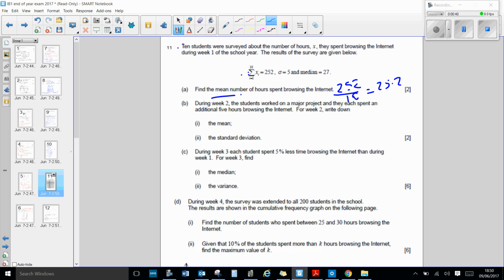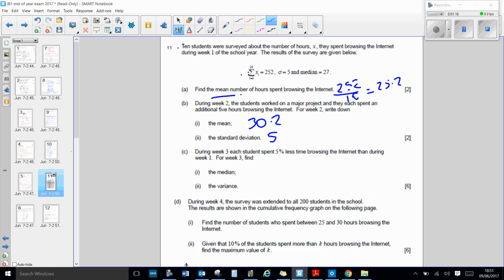During week 2, the students went on a major project and they spent an additional 5 hours browsing the internet. Write down the mean. If we spent an additional 5 hours for each student, then obviously the mean is going to increase by 5, so it's going to be 30.2. And the standard deviation: if everybody is increasing by 5, then the standard deviation is not going to change. It's just going to stay as 5.